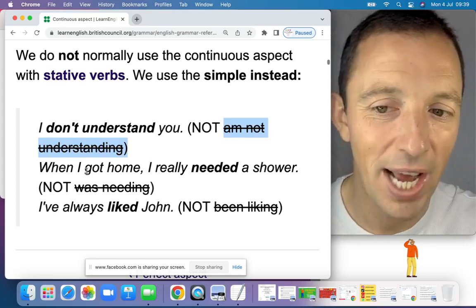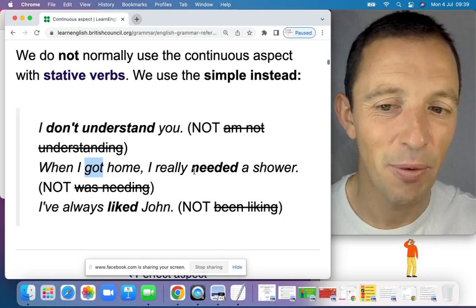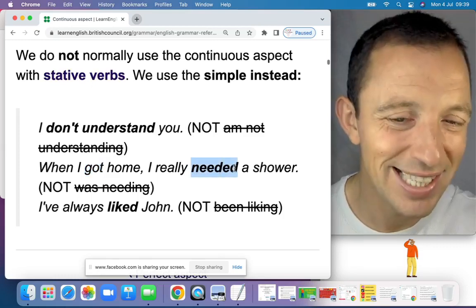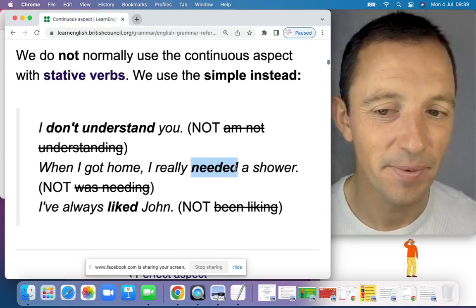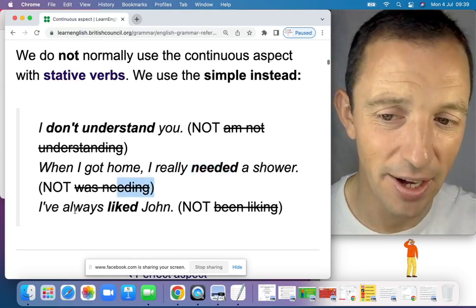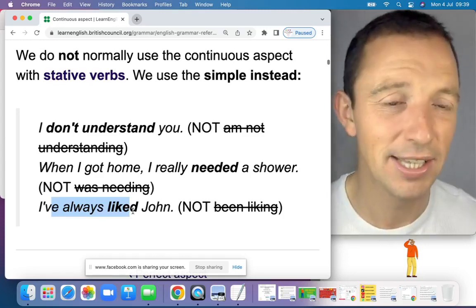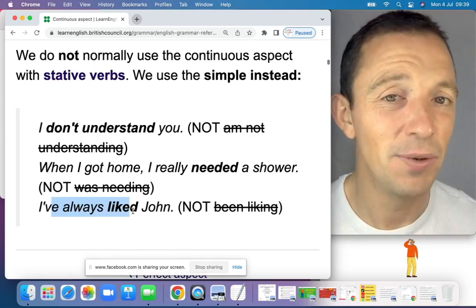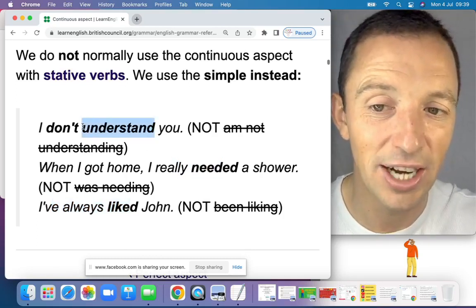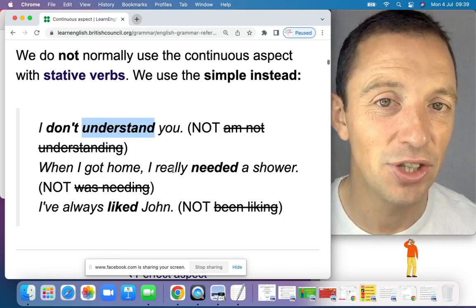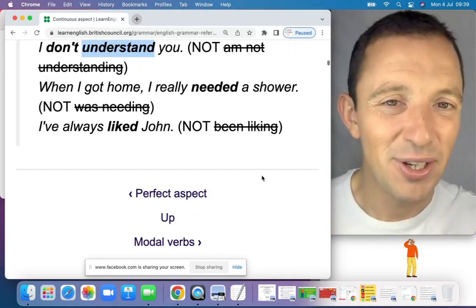Next, when I got home, when I arrived home, I really needed a shower. So this is the past simple and not the continuous. Okay, so not needing. And finally, I have always liked is the present perfect, and not the continuous because it's the verb to like. So the verb to like, to need, and to understand are a little special in relation to not using the continuous. Excellent, that's a very good lesson today.